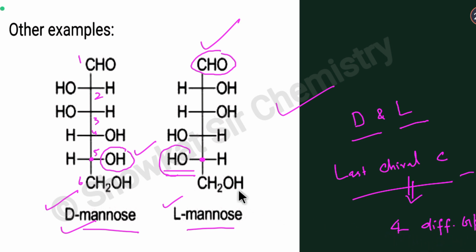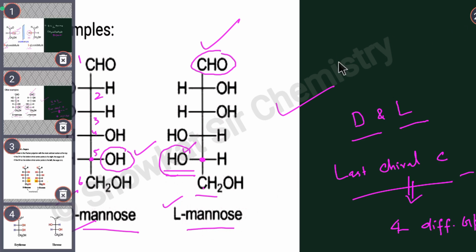So you can check, this is my CH2 and OH. This is not the chiral carbon, this is the chiral carbon. So the last chiral carbon here has OH on the left hand side, so definitely it is your L mannose, right? I hope you have understood.